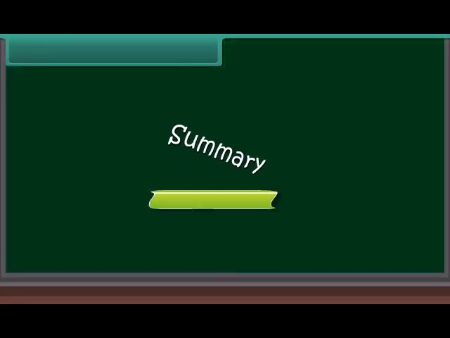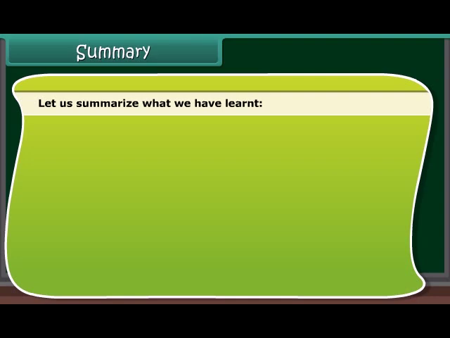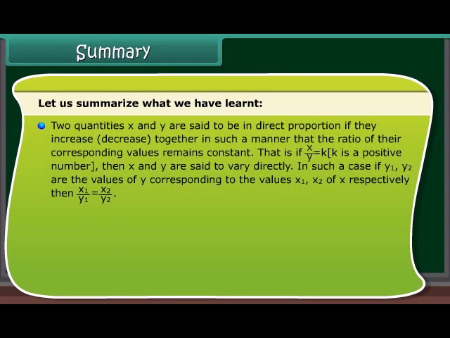Summary. Let us summarize what we have learned. Two quantities x and y are said to be in direct proportion if they increase together, or decrease together, in such a manner that the ratio of their corresponding values remains constant. That is, if x upon y is equal to k, a positive number, then x and y are said to vary directly. In such a case, if y1 and y2 are the values of y corresponding to the values x1, x2 of x respectively, then x1 upon y1 is equal to x2 upon y2.